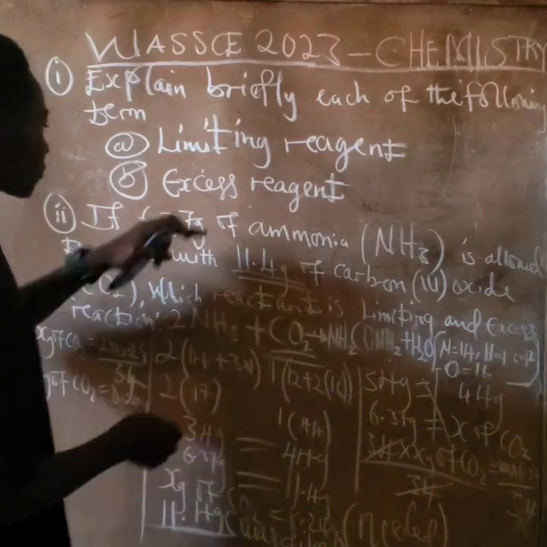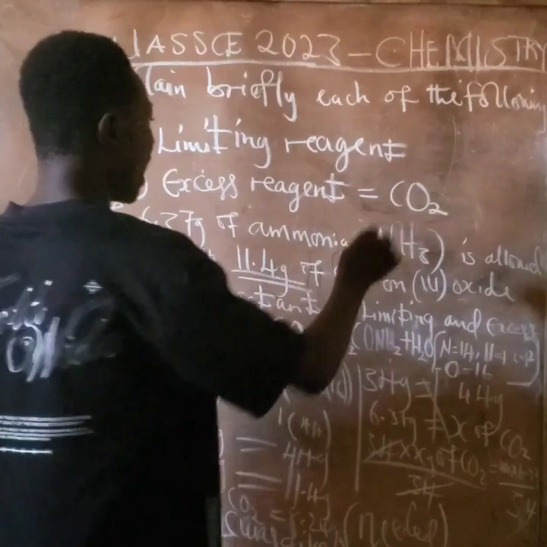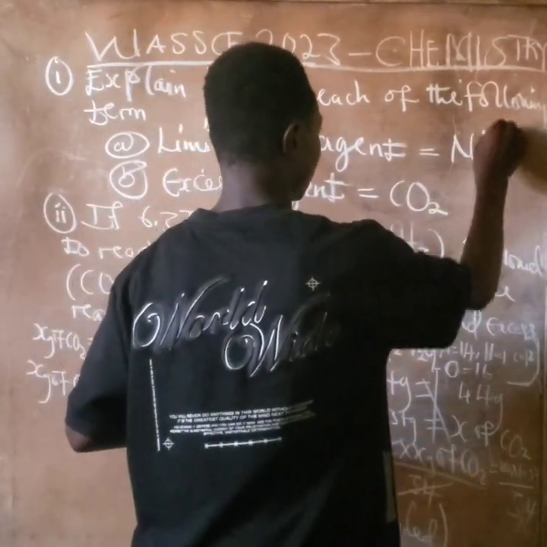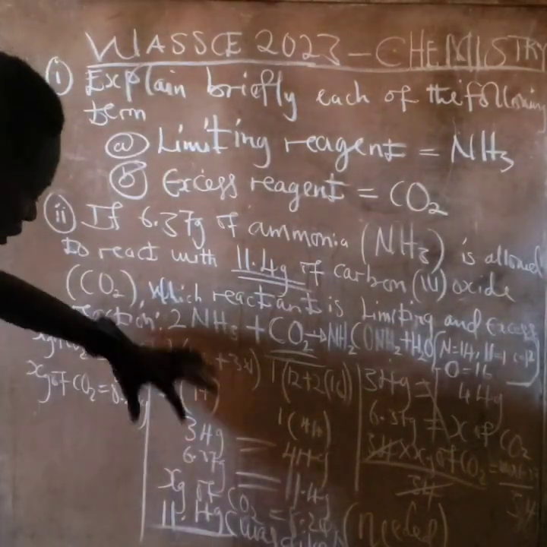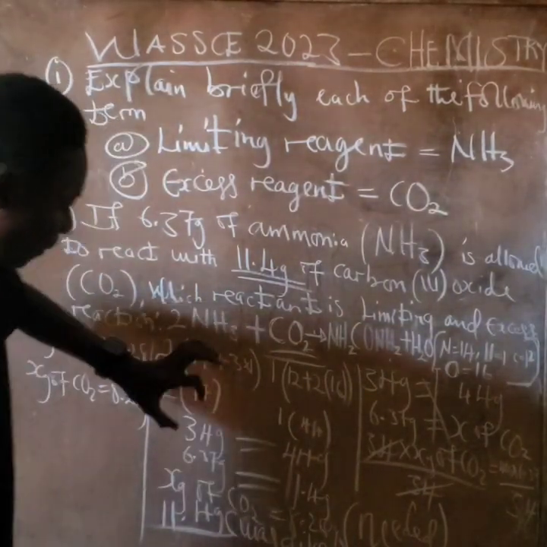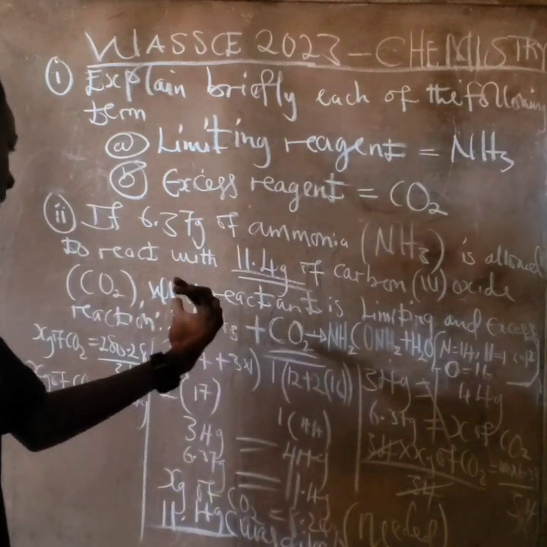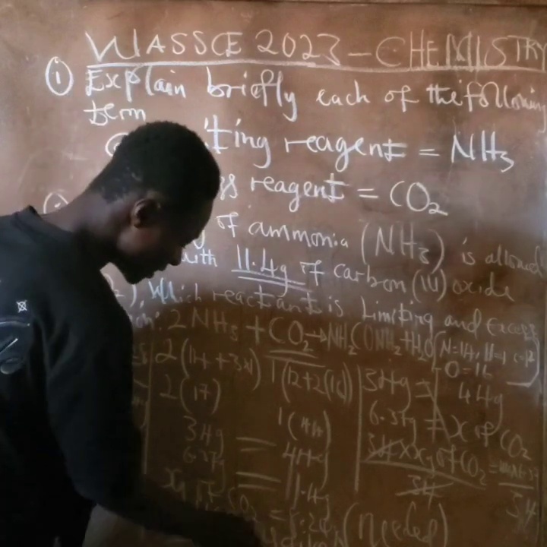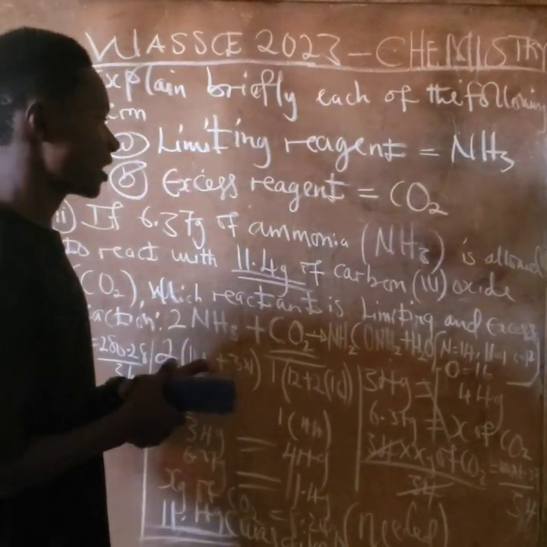So therefore, the excess reagent is what? Carbon 4 oxide, while the limiting reagent is what? Ammonia. Why is carbon 4 oxide said to be the excess reagent? Because the gram that was given to you to react with ammonia is more than the one that you need. So therefore, the gram is excess, the mass is excess. So therefore, carbon 4 oxide is said to be what? The excess reagent.